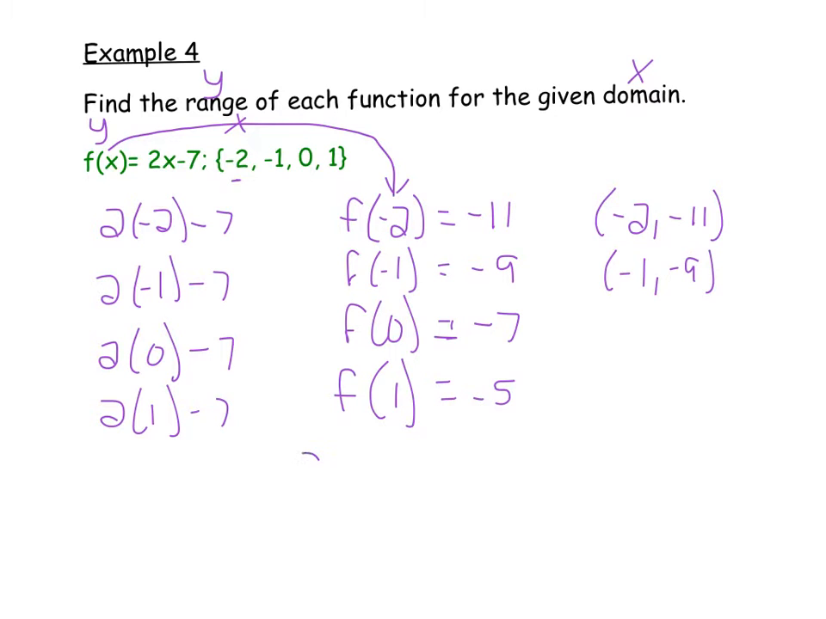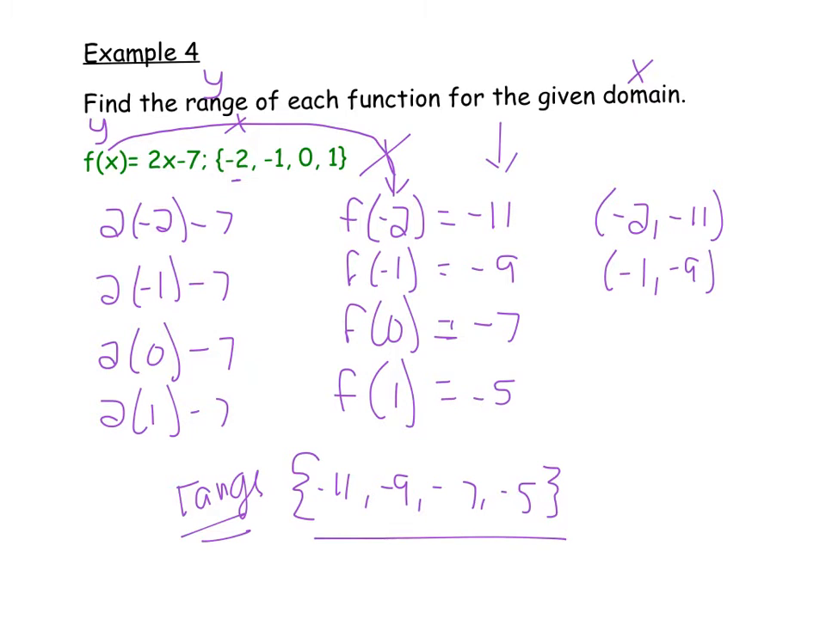So my domain is what I had right there. Negative 11, negative 9, negative 7, and negative 5. That's the, and I said that backwards again. That's the range. So my domain was my x values, and the range is what I got out.